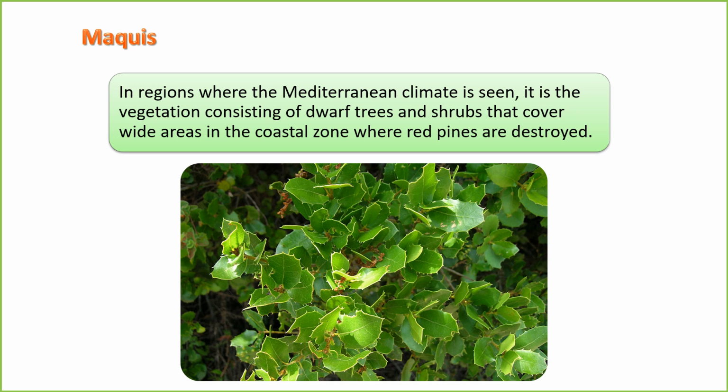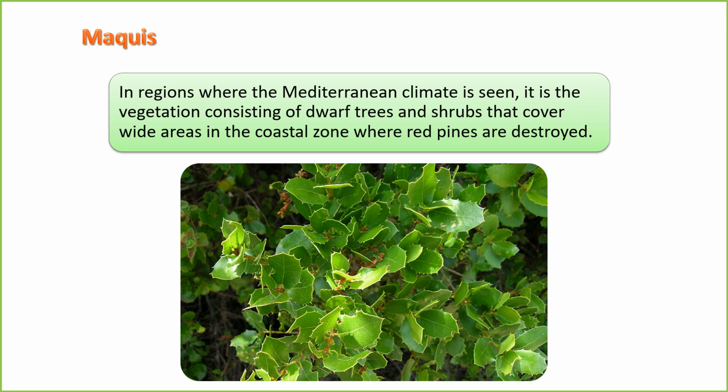Maquis. Maquis is a term commonly used in Mediterranean regions, especially around the Mediterranean basin. It refers to a dense, evergreen shrubland dominated by plants like myrtle, mastic, rosemary, and other aromatic shrubs. Maquis formations are resilient to the warm, dry summers and are often found in areas where taller trees, such as red pines, have been disturbed.